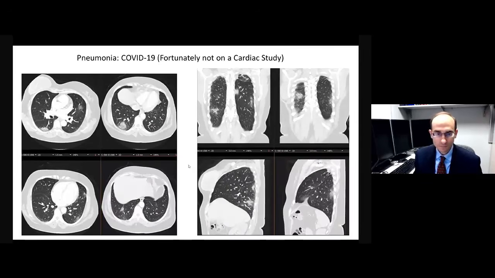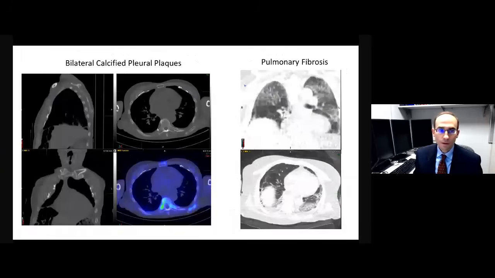This is a nice case of what we see with calcified pleural plaques, and you can see the calcifications here. Generally speaking, if the calcifications are bilateral, you're thinking asbestosis. If you see them just unilaterally, you might think that the patient had a prior empyema or pleural effusion, and then there's calcification associated with interval healing after resolution.